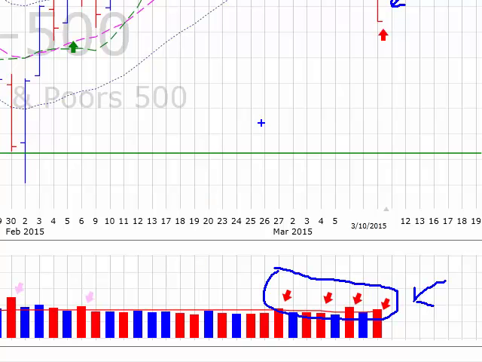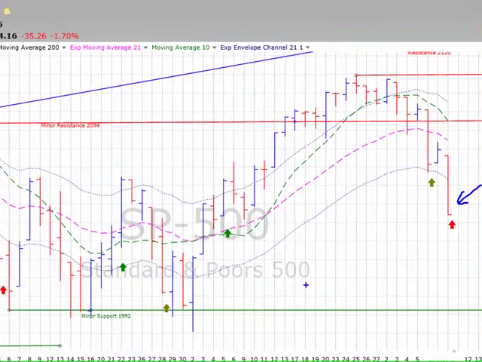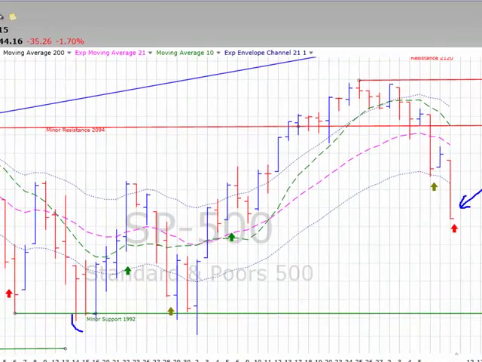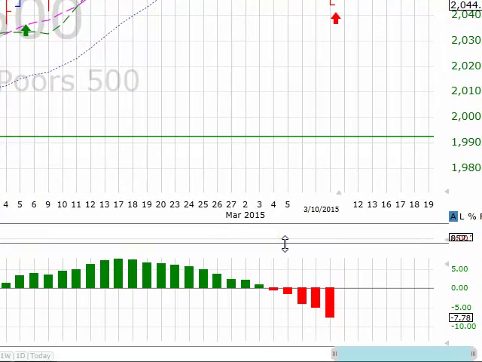The S&P right now is bracketed by support down here in the 1992 area and resistance up here in the 2094 area. Taking a quick look at our histogram, we see that the histogram is trading below the 0 line. We're in a downtrend. Below the 0 line is a bearish signal. The downtrend is a bearish signal, so our immediate bias on the S&P 500 is bearish.